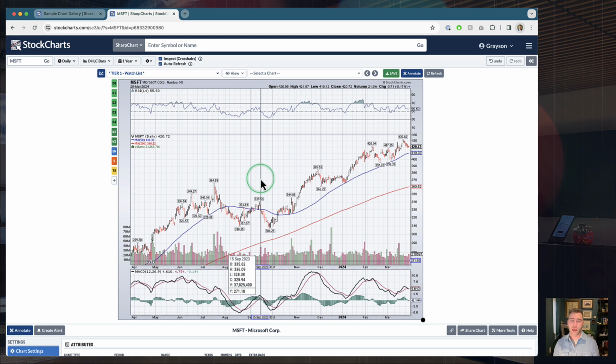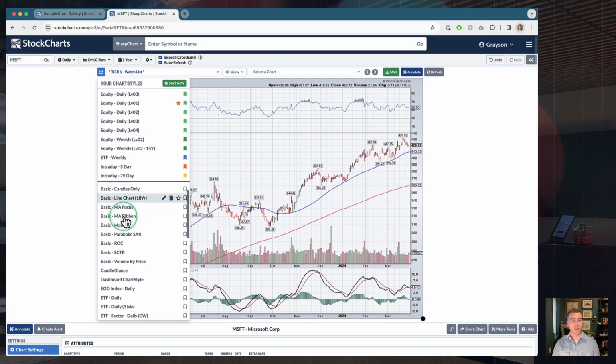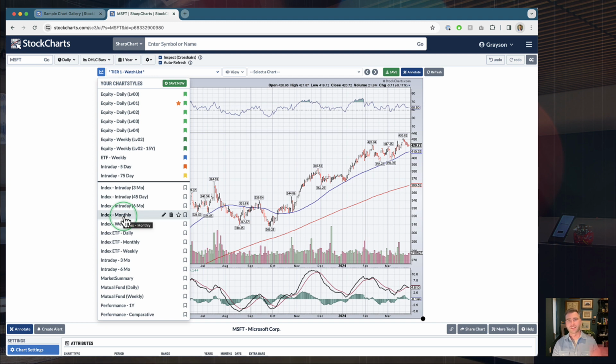This is a great way to bring new chart templates into your process. Now, once you do that, you can also access those chart styles from up here. So in this case, you can see all of the different chart styles that are in my account. I have a ton of them. I've got lots and lots of reasons for why I have so many chart styles.